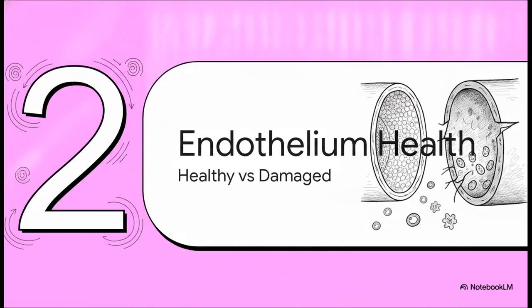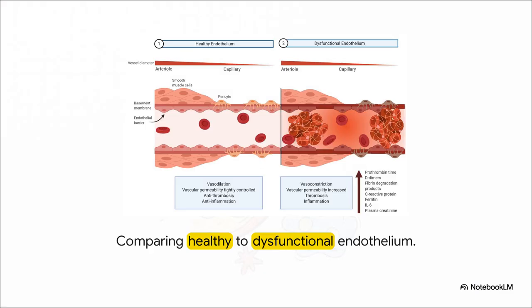Section 2, Healthy versus Damaged Endothelium. Let's move on and see how this builds into the physical setting of our blood vessels and witness the true inciting incident of our biological conflict. Take a look at the left side here. In a normal, healthy endothelium, which is the inner lining of the artery, vascular permeability is so tightly controlled. The cells form a really strong barrier. They naturally promote vasodilation to keep the vessels nice and open, all while actively maintaining an anti-thrombosis and anti-inflammatory state. It's a peaceful, highly functional environment.